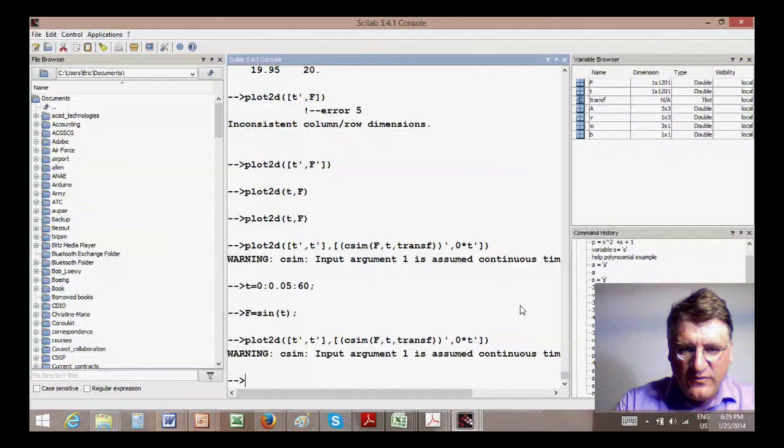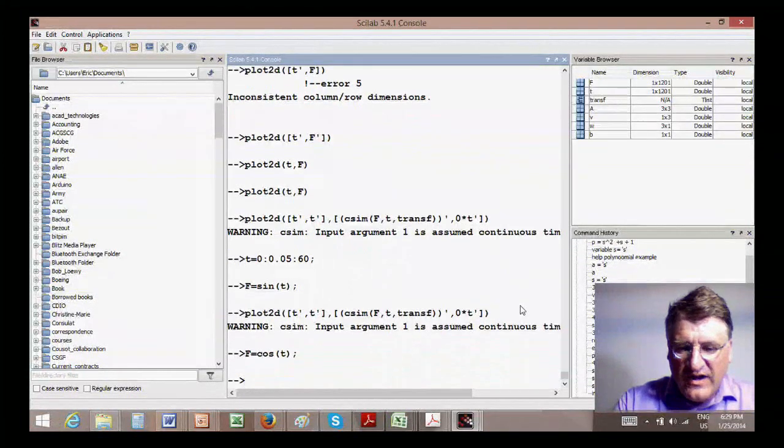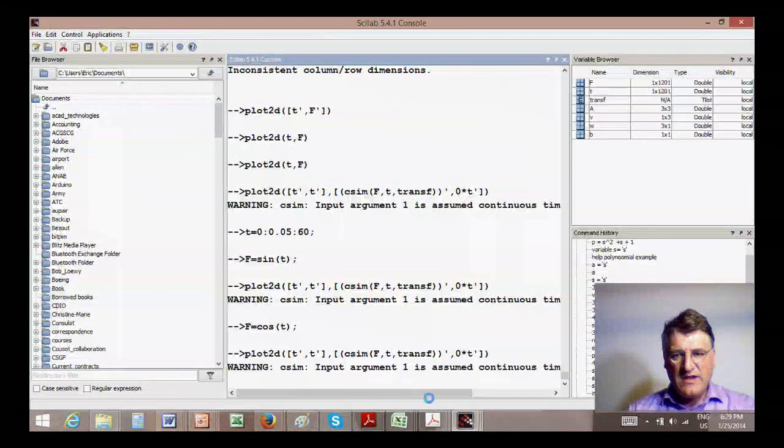Instead of using f equals sine t, we could use f equals cosine t. If you use f equals cosine t, you would get another answer that I'm going to plot on top of the previous one. And the figure should appear pretty soon, when the computations are finished. But again, it takes a little while.